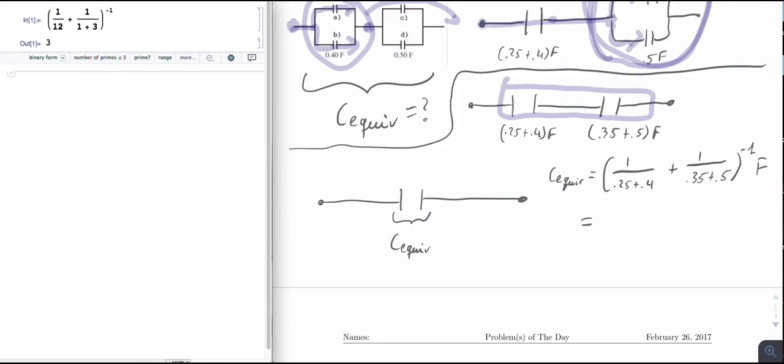So let's take over here. So we have 0.25 plus 0.4, and here we have 0.35 and 0.5, and we should keep one sig fig, but I'll just keep 3 just for record's sake.